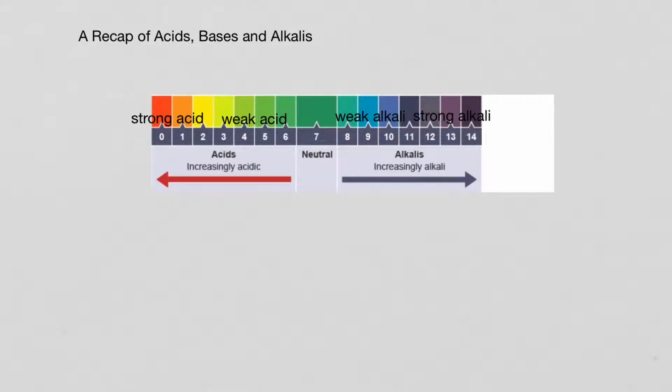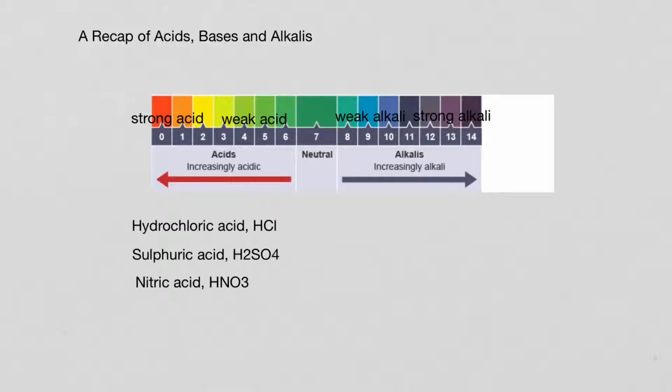We'll look at some examples of acids. The examples of acids that you'd find in the lab, you'll get hydrochloric acid, which has the formula HCl, sulfuric acid, which has the formula H2SO4, and nitric acid, which has the formula HNO3.